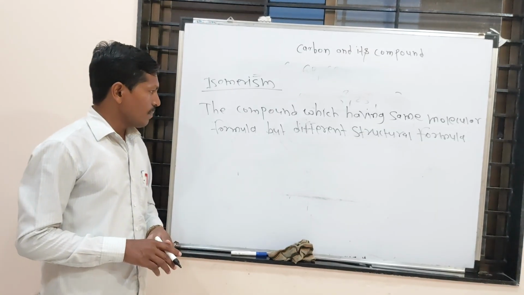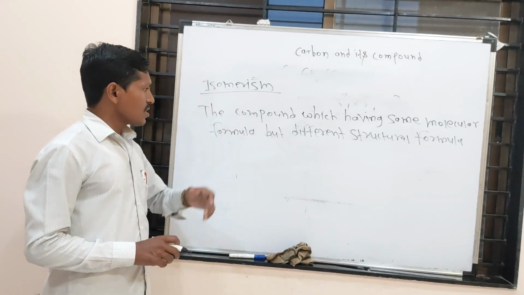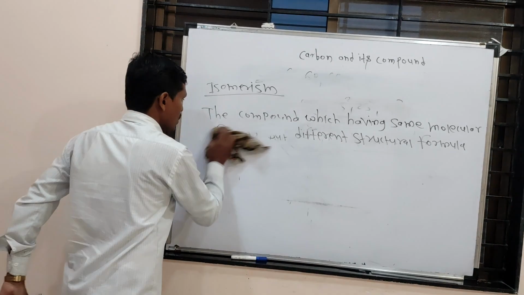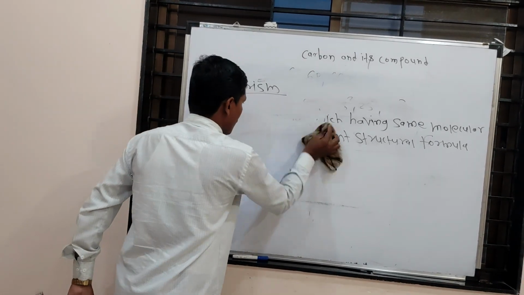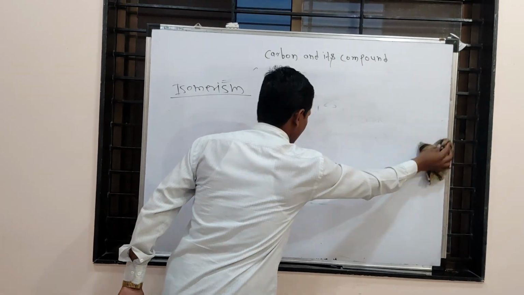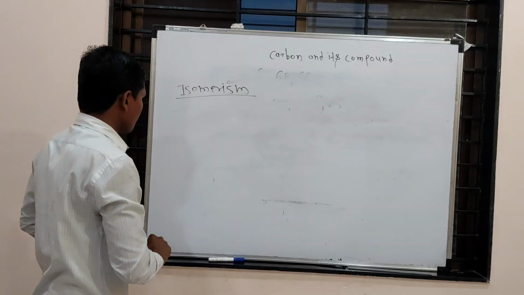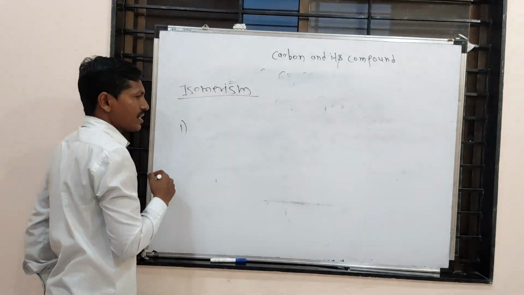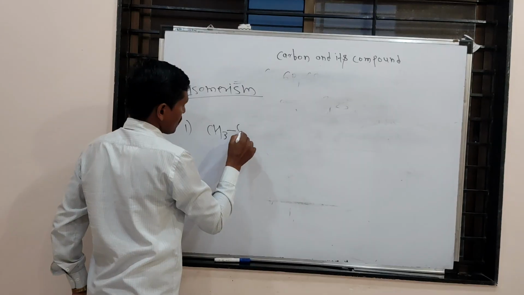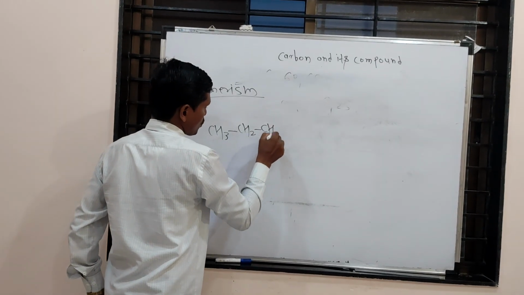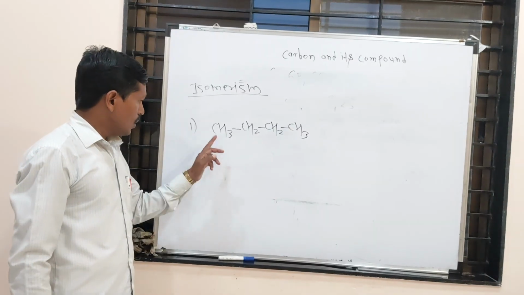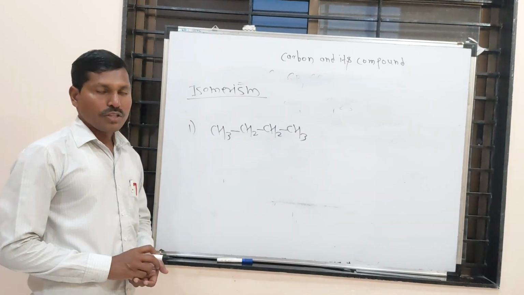Let's take one example to understand this concept in a clear way, how they are isomers of each other. For example, you see, I will take one simplest hydrocarbon, that is normal butane, CH3, CH2, CH2, CH3. Now you see here, a total of 4 carbon atoms are there in this compound.